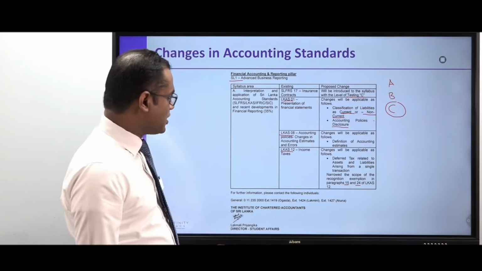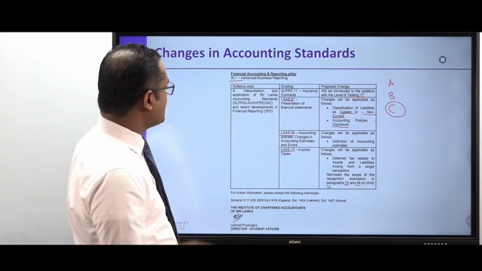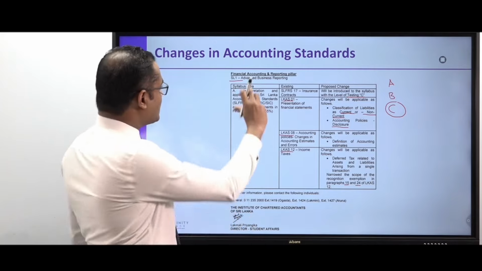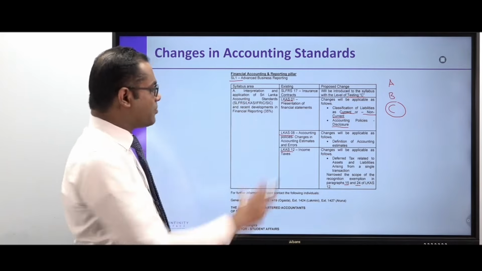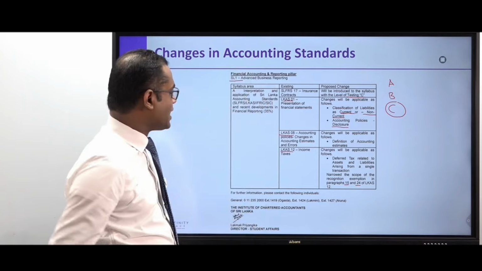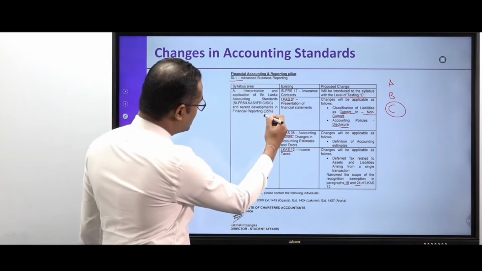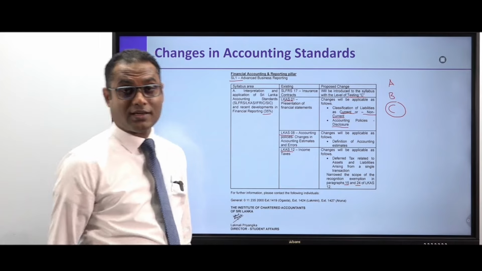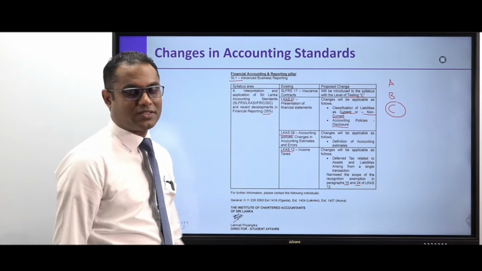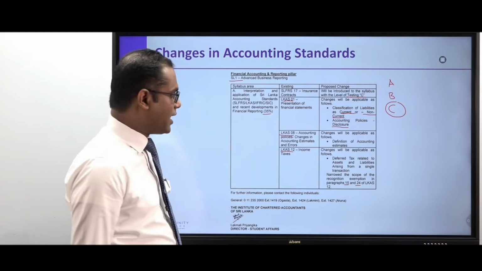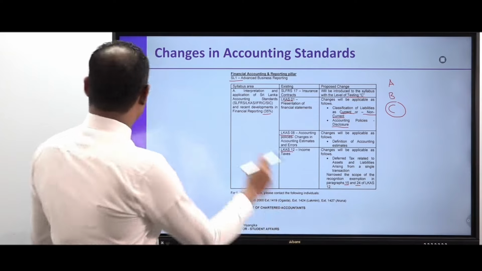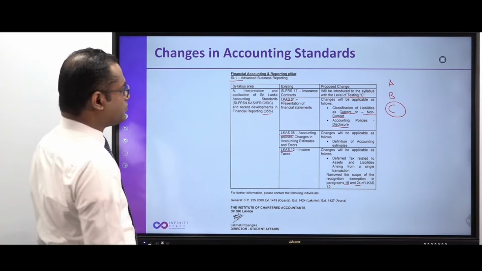So in brief, these are the main changes which have happened in the financial accounting and reporting pillar, in terms of the accounting standards applicable for your syllabus. And as I mentioned, accounting standards consist of altogether 35% weightage when it comes to your paper SL1. Right. Moving on.